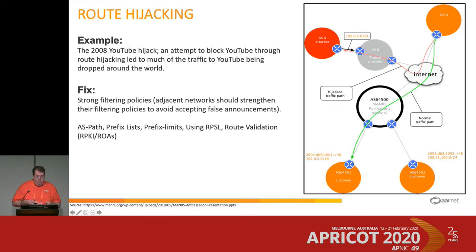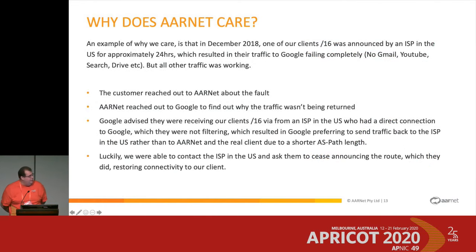So, with that in mind, why was that important to AARNet? In 2018, AARNet had a /16 for one of its clients that was hijacked. Now, I'll be very clear, it was not malicious. However, we didn't know that at the time. Now, this is where it gets even better. The customer rang AARNet and said, "We can't get to Google." We went, "That's funny, everybody else is getting to Google, we're not seeing any problems." Anyway, we logged in, had a look at our NetFlow data and saw that the customer was sending data to Google, but Google was not sending us any responses to the data from the customer.